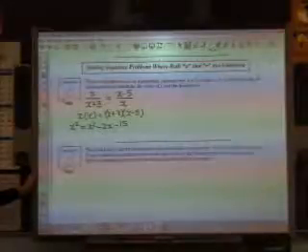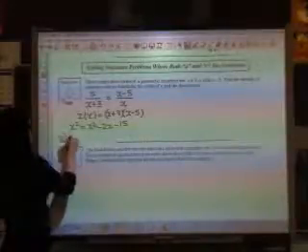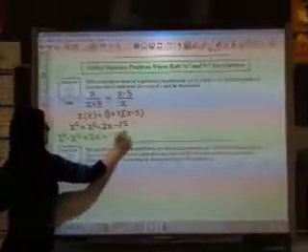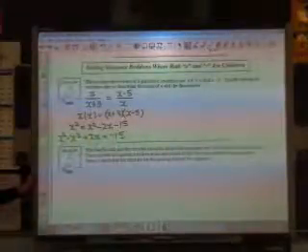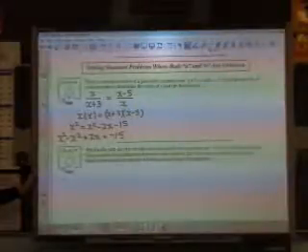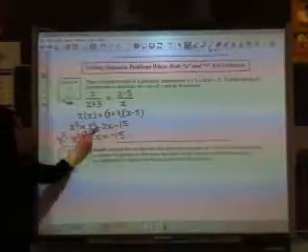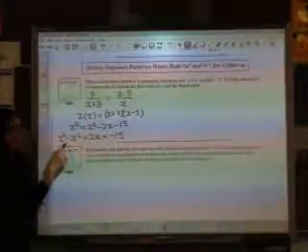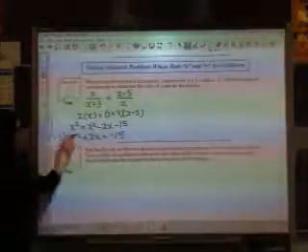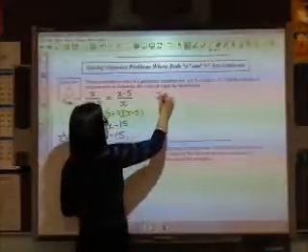Move all the x's to one side. Okay? So if I move the x's to one side, like that, would that work? How do I get rid of an x squared? Subtract x squared. Get rid of a negative 2x by adding 2x. What happens to my x squareds? Cancel each other out. So now I have 2x equals negative 15.